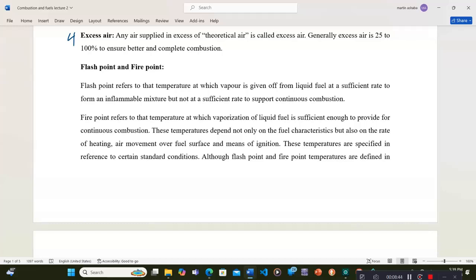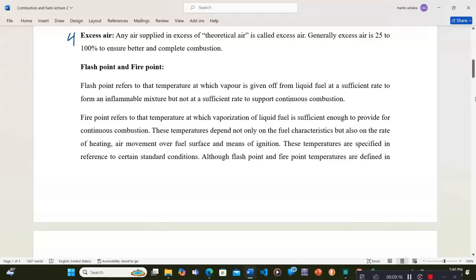Then the fire point refers to the temperature at which vaporization of liquid fuel is sufficient to provide continuous combustion. So you may have this liquid fuel vaporizing, and then the mixture of that vapor and air reaches a temperature that is sufficient to facilitate combustion, and then there is continuous combustion of this mixture. We shall call that the fire point.